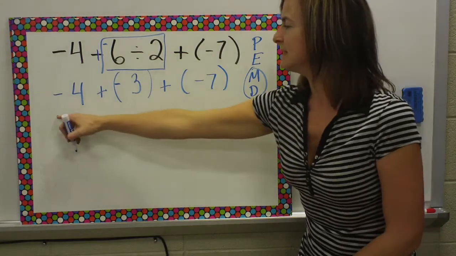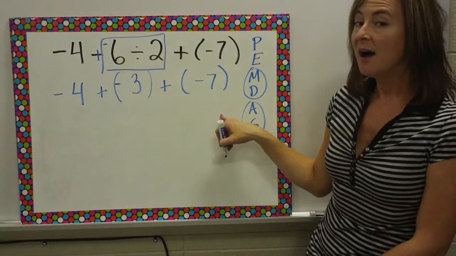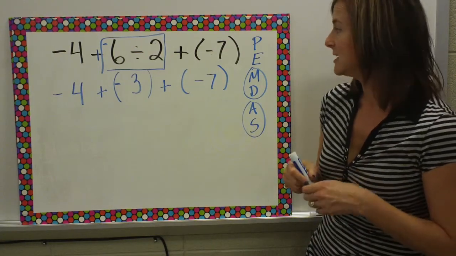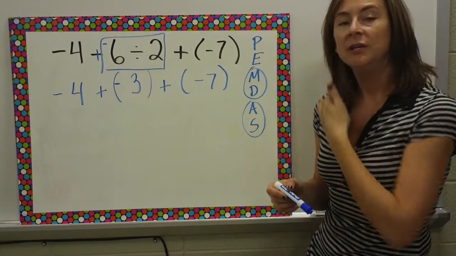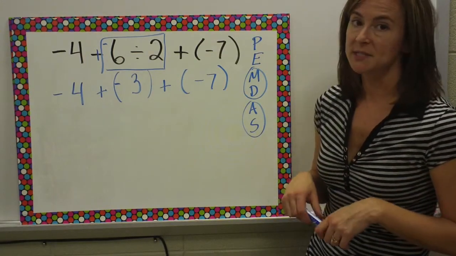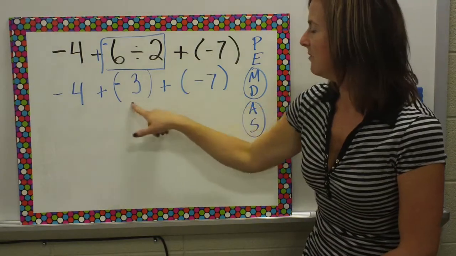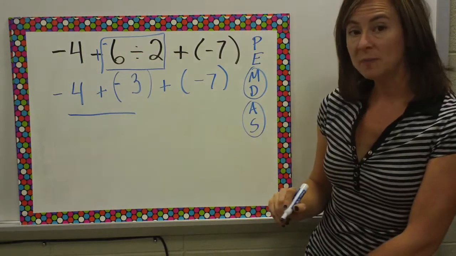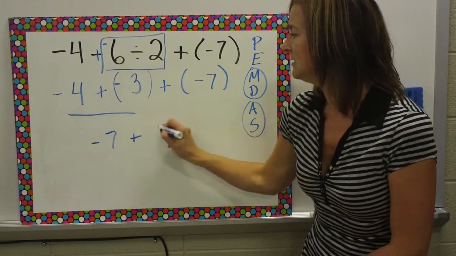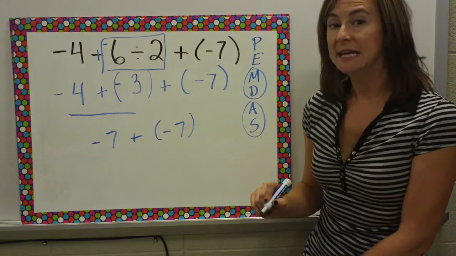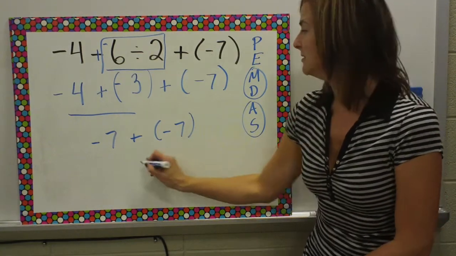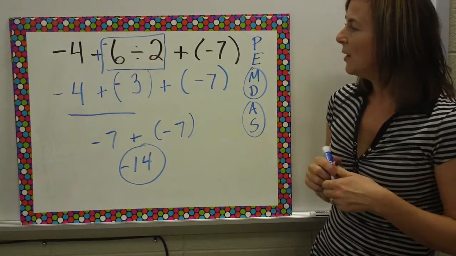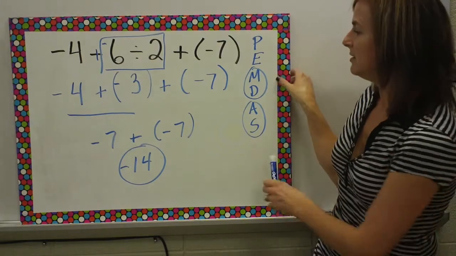Now, order of operations says to go from left to right. However, I have all addition. So I know that I could add in any order using the commutative and associative properties. In this case, everything is negative, so it's going to make sense for me to just go right in order. Negative 4 plus a negative 3 is a negative 7, and a negative 7. Same signs, add and keep the sign, so I get a negative 14. One last problem that should be on your example guide.